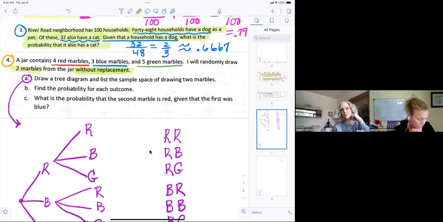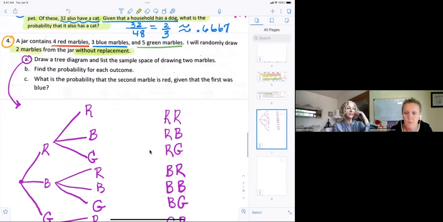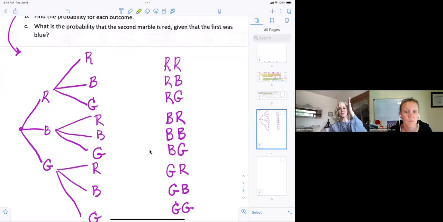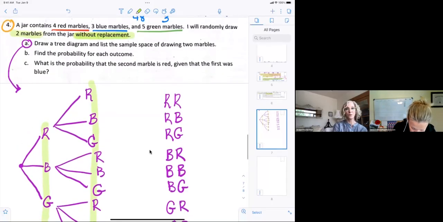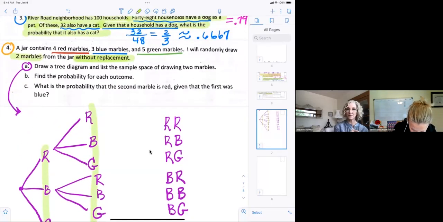A tree diagram does not work if I wanted to draw 5 marbles. Do you see that I would have 5 layers? My first layer is this red, blue, green. My second draw would be here. And then off of each of those ends, I'd have 3 choices. So that would be my third marble, then my fourth marble. It would be so expansive, you would need the whole side of your house to draw the tree diagram on. So it's not very effective for larger numbers, for drawing more than 2 or 3 things, but it works very well for something like this.